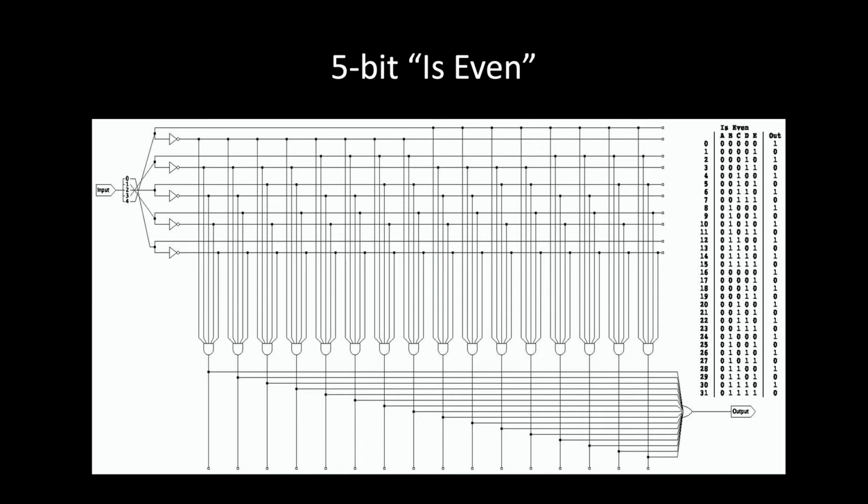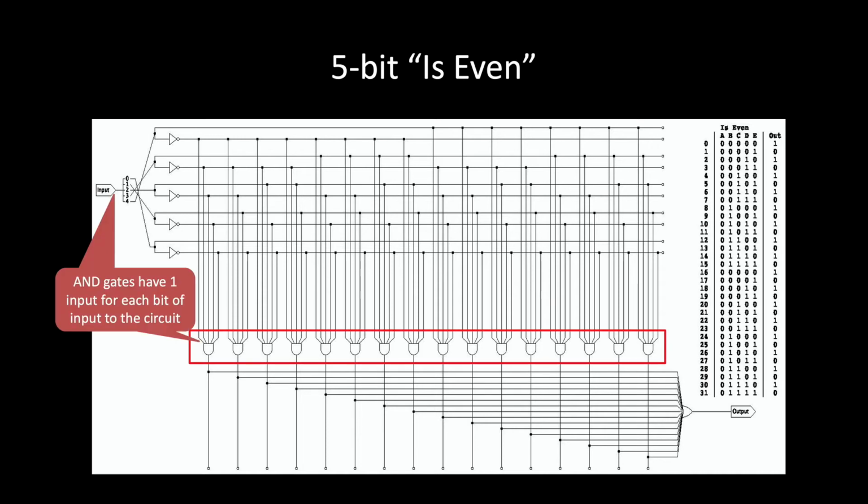Okay, here's the key. Notice that as the number of inputs to the circuit increases, the number of inputs to the AND and OR gates also increase. Specifically, these AND gates all have 5 inputs, 1 for each bit of input to the circuit. OR gates have 1 input for each row in the truth table that contains a 1, which could be as big as 2 to the n. Clearly, a 5-input gate should be at least somewhat slower than a 3-input gate.